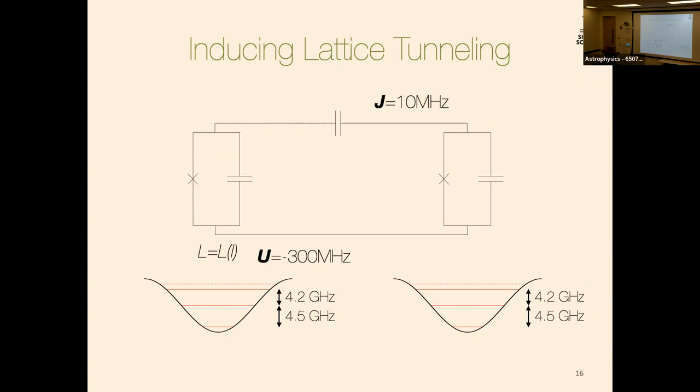But if one of them has a photon in it, and I try to have the other one hop over, it can't because it has 300 megahertz too much energy, which is bigger than that 10 megahertz flopping frequency, so it can't hop across.